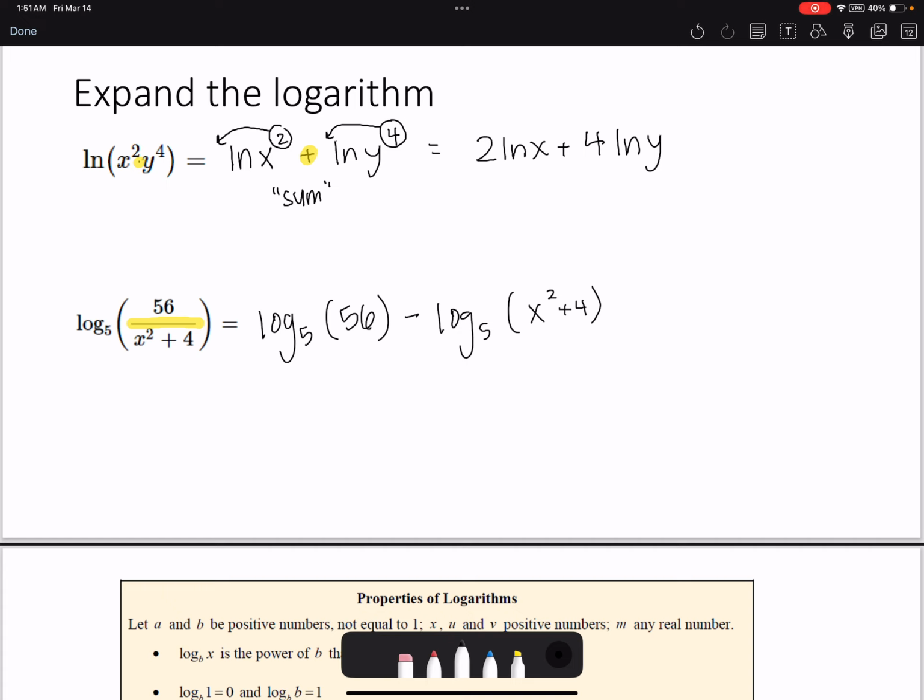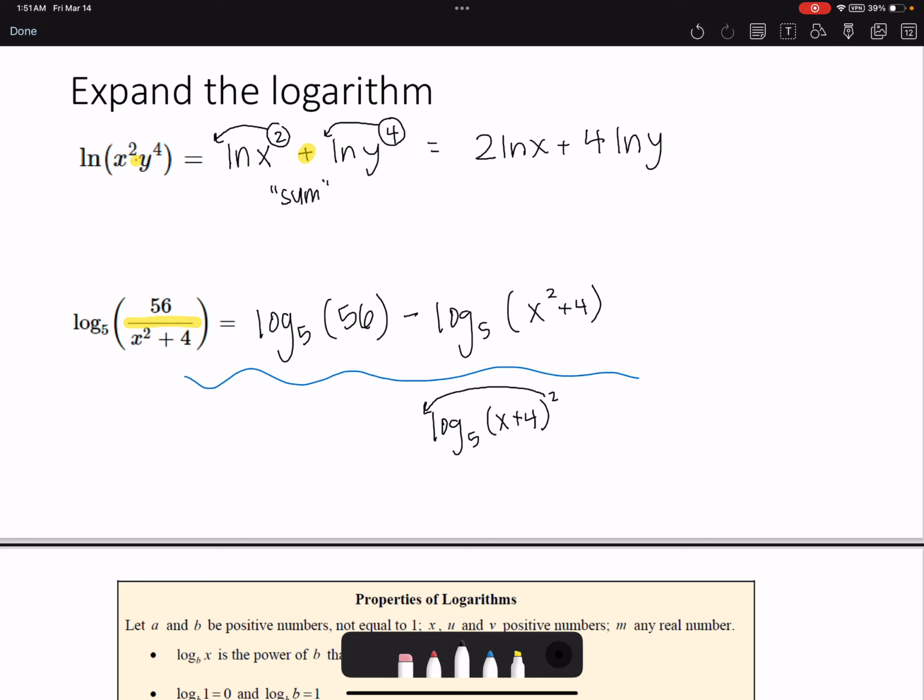Okay, let's do a line. If this was log base 5 of x plus 4 and the square was outside, then you could bring it down. But that's not what was written. So this is our final answer. But even if it was like in here, if this was an exponent up here, then we would write 2 down there.